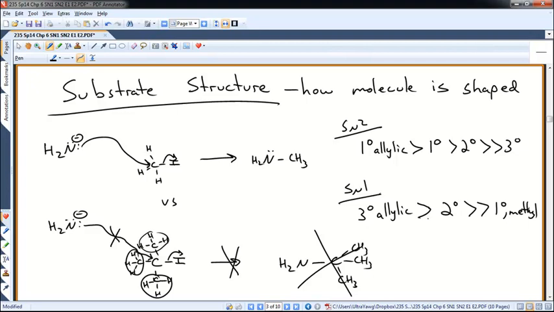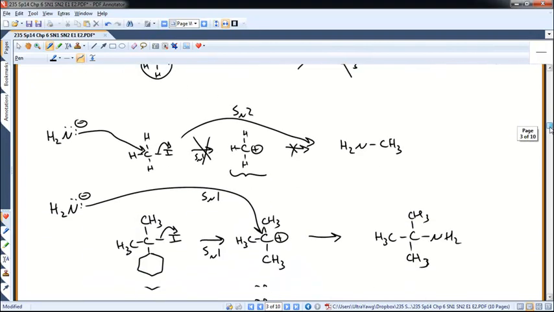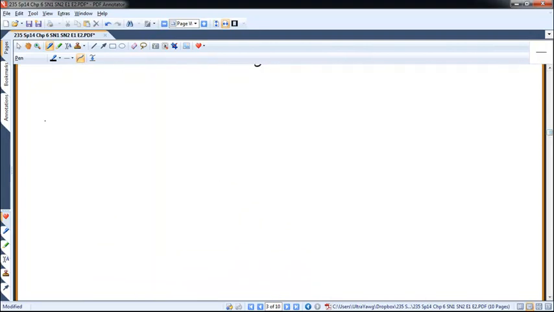Why is allylic important in SN2? We said before, the nucleophile comes in, it attacks, leaving group leaves, all in one step, bam, you get your product. Why does allylic matter? Let's take a little bit closer look at that. So I'm going to go back to the SN2 mechanism. I'm going to use the same exact example.